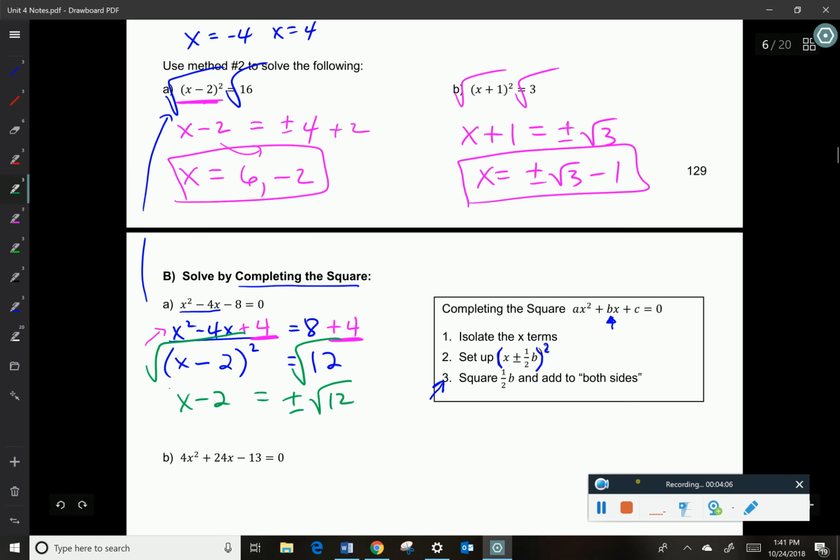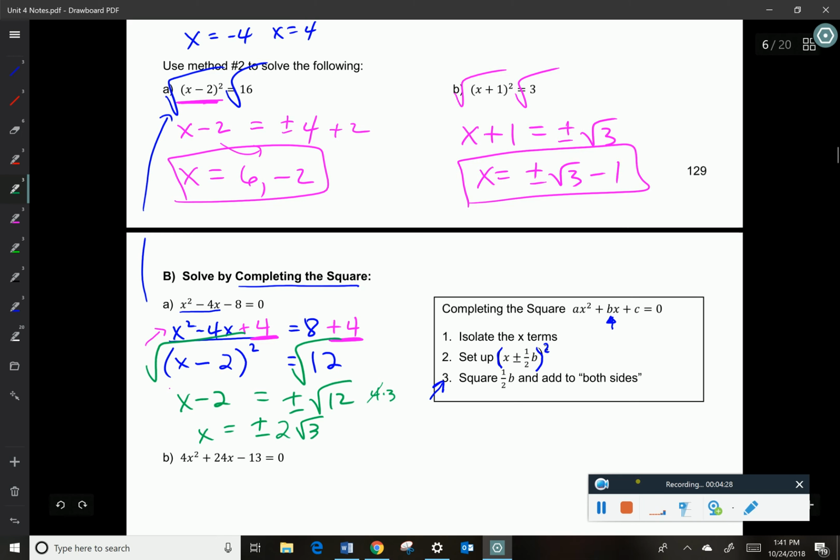Now, if I want to solve for x, yes, I'm going to have to add my 2, but let's do this. Remember how to simplify a square root? What if I think of that 12 as being like a 4 times 3? Because then isn't the square root of 4 just 2? So really I have 2 square root of 3 instead of square root of 12, right?